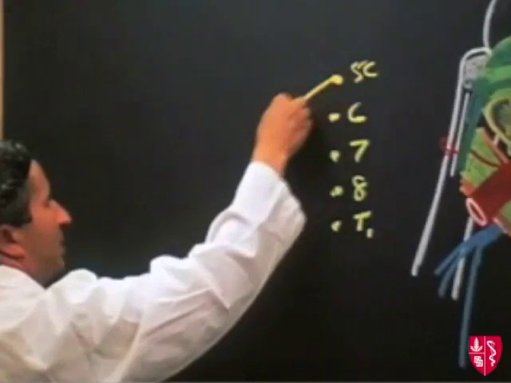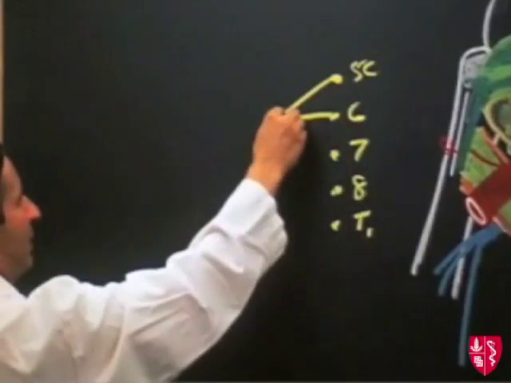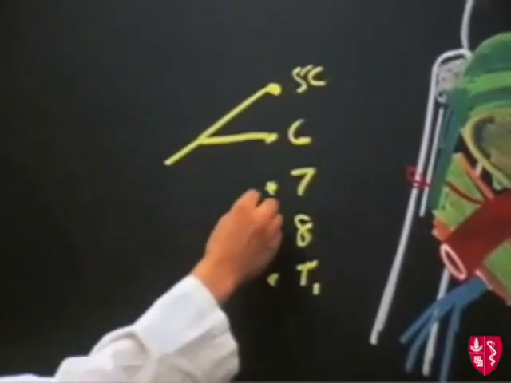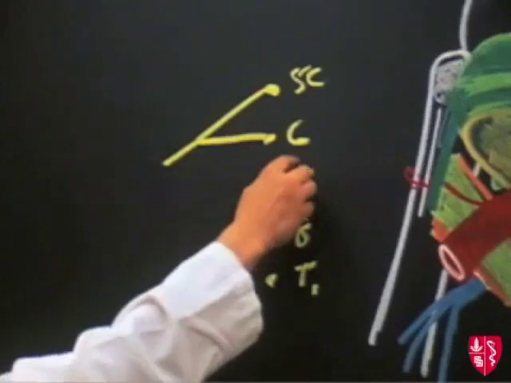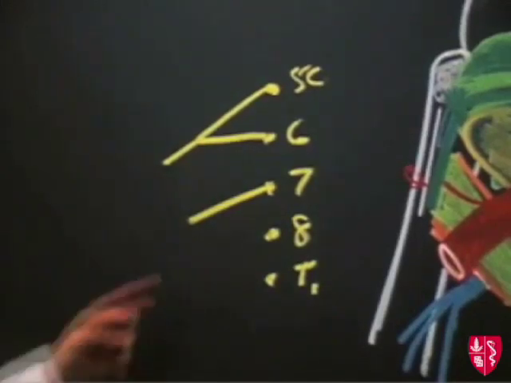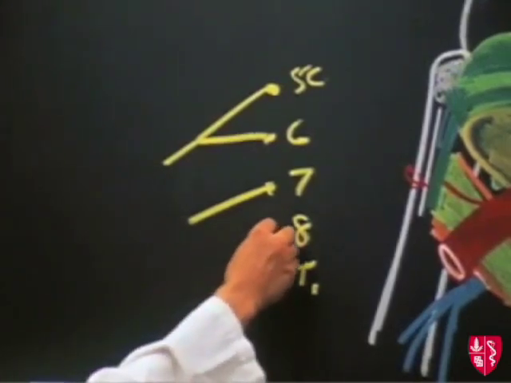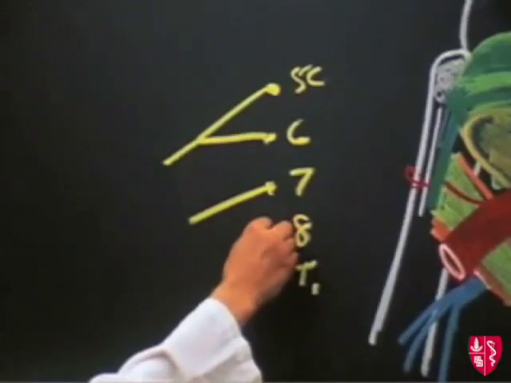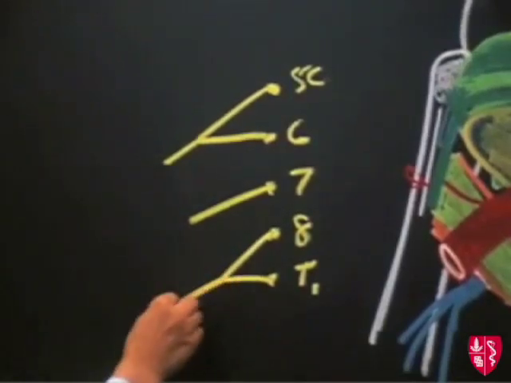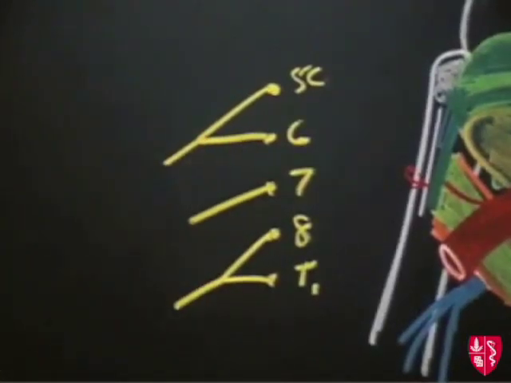So here is C5 root, and this unites with C6 in this fashion to form the upper trunk of the brachial plexus. The anterior primary ramus of the seventh cervical nerve passes on without joining anything and forms the middle trunk of the brachial plexus. Roots from C8 and the first thoracic unite to form the lower trunk of the plexus. Now this takes place in the posterior triangle of the neck.